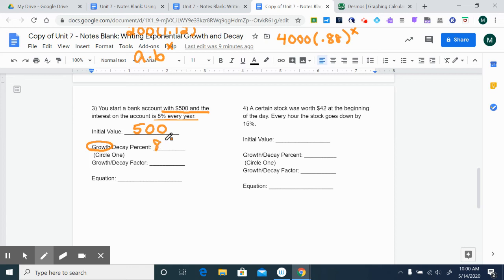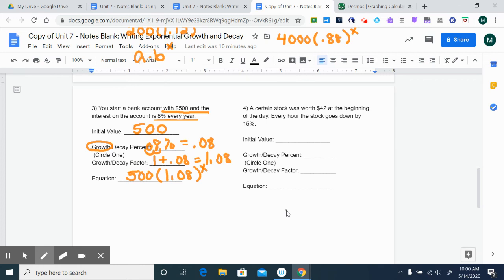So 8%. If I take my decimal, scooch it over twice, I have an empty hump, so I want to put in a 0 there. So it's going to be 0.08. And since it's increasing, I'm going to do 1 plus 0.08 or 1.08. Now we just need to pop things into our generic equation. My initial value times my growth rate, and then raise it to the x.